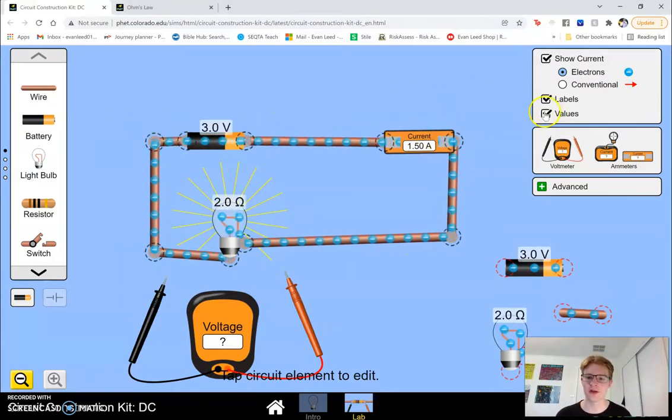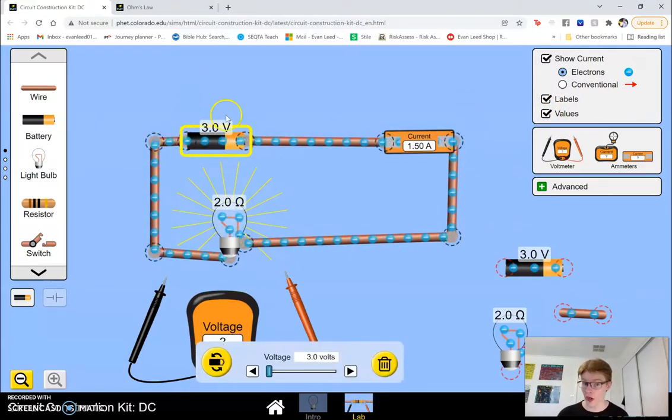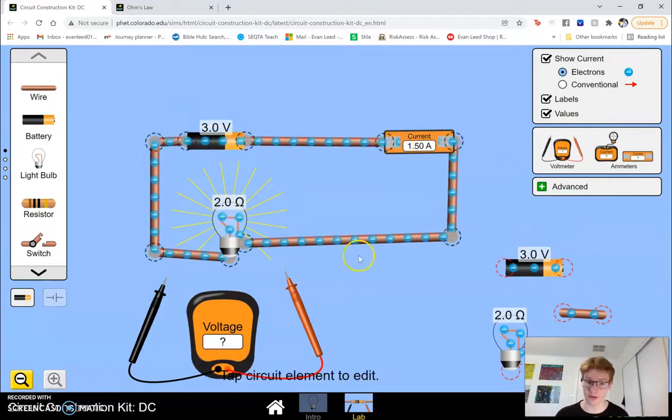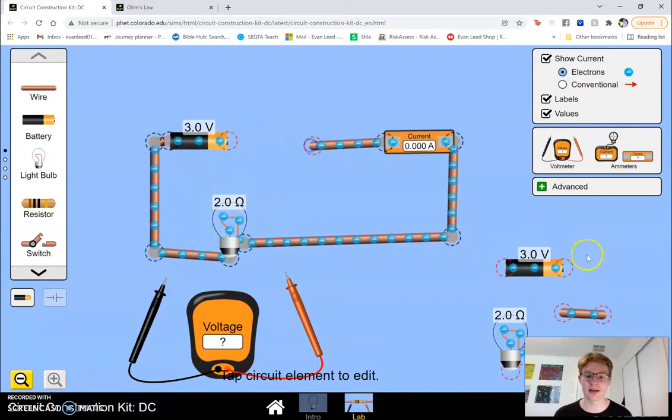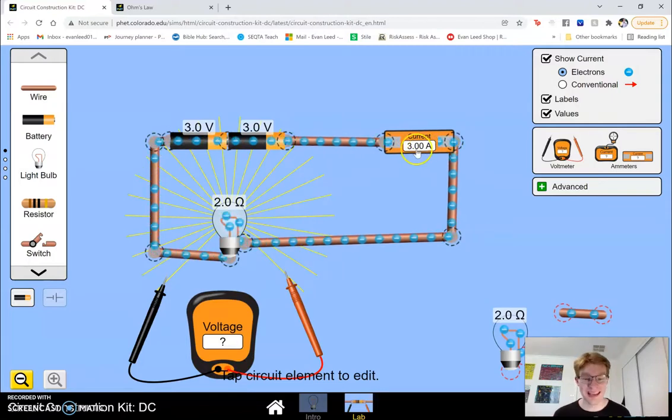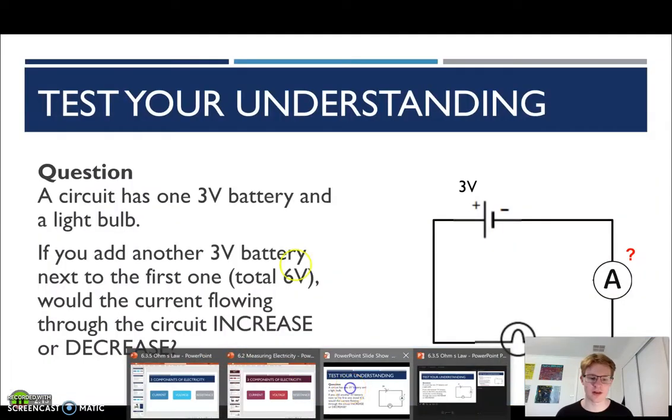And if I was to tick the little values button here, that means I know how much voltage this battery is providing. So the current of this circuit, according to this ammeter, is currently 1.5 amps. That's the current, the rate at which the electrons are flowing through. So let's see what happens when we add another battery in. Now have a guess, is the current going to increase or decrease from 1.5? It increases to 3 amps. So when you have more voltage, you're giving more energy to the electrons, and they're going to go through at a faster rate.